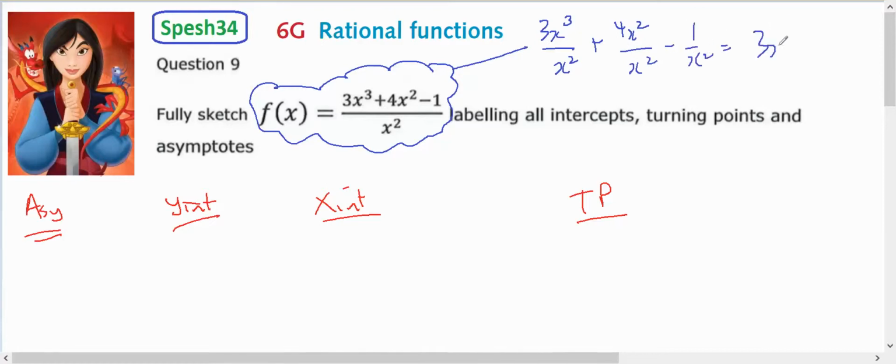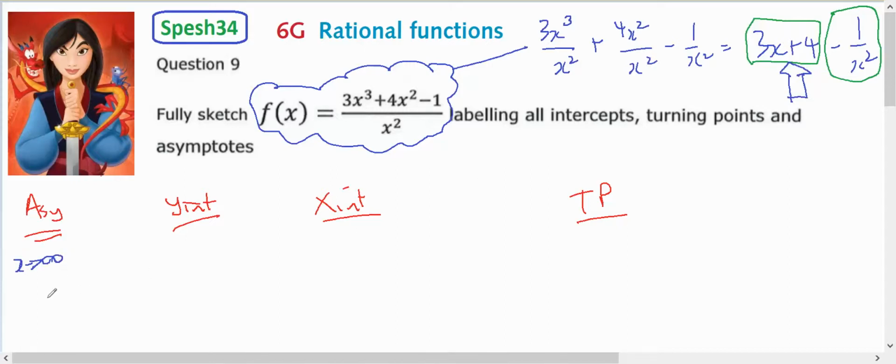which will give me 3x plus 4 minus 1 on x squared. And I can treat that as being the linear plus the upside down truncus. Okay, to find the asymptotes. Well, when this goes to 0, it approaches this straight line. So as x approaches positive infinity, y will approach 3x plus 4. And if this is positive, this whole expression is going to be negative, therefore it's going to be from below.